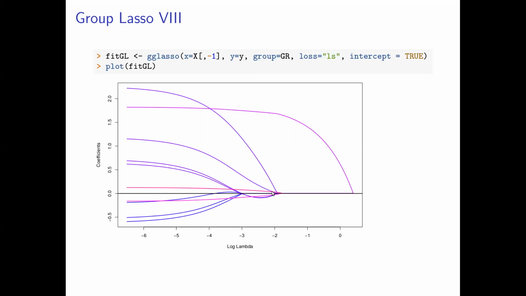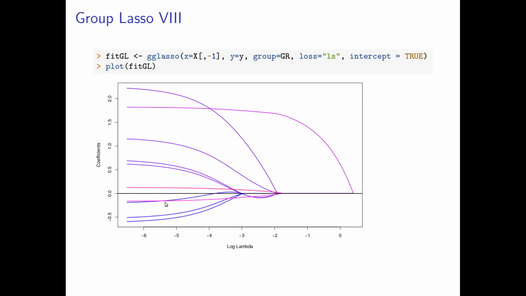And now we see a few other lines of the same dark violet shading. These are the other categories of this second categorical factor variable, the F2. And now all of them have to stay in the model as long as necessary, and only all of them together now become 0.